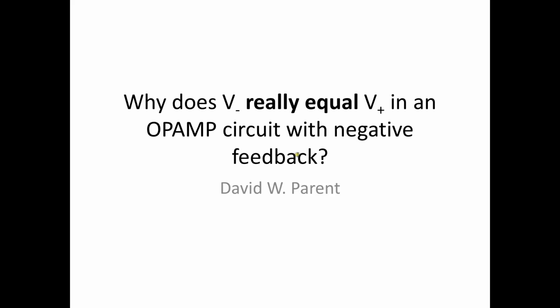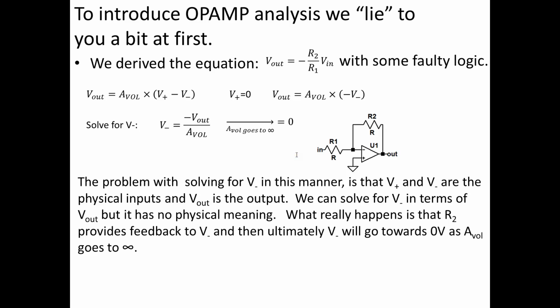Today I'd like to talk about why V negative and V positive in an op-amp are really equal. When we first introduced the op-amp, we kind of had to lie to you a little bit just to make the derivation a little bit easier. To refresh your memory, we derived V out equals minus R2 over R1 times V in. And the logic was a little bit faulty. Here is where it breaks down.